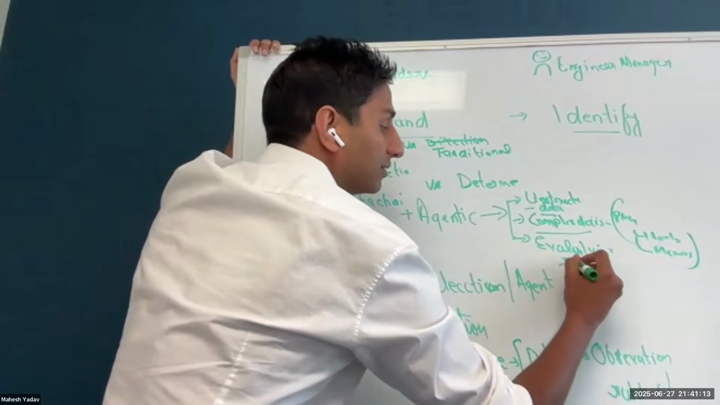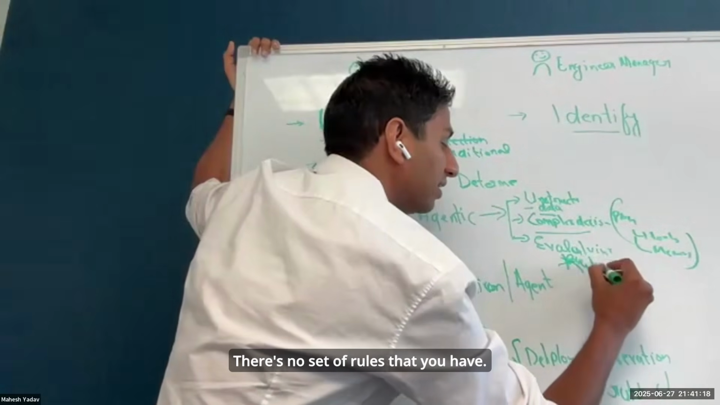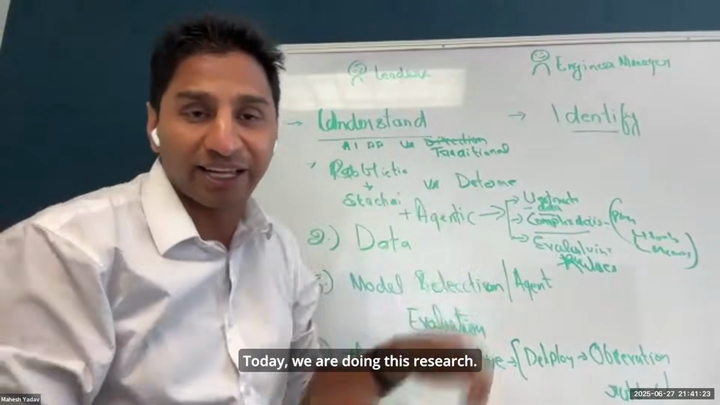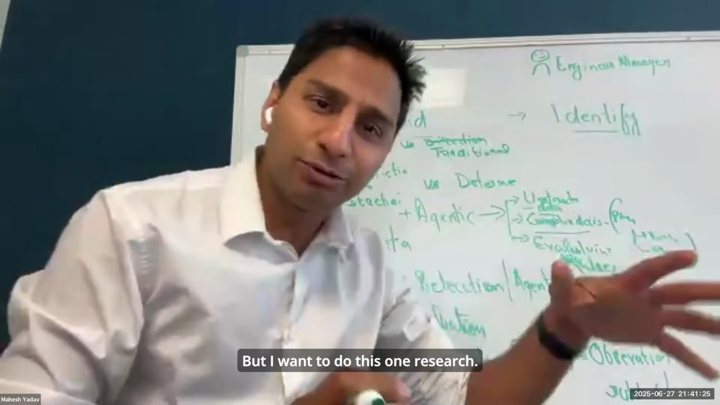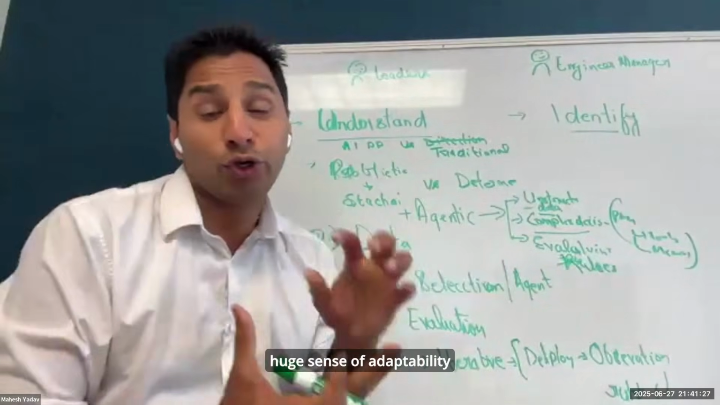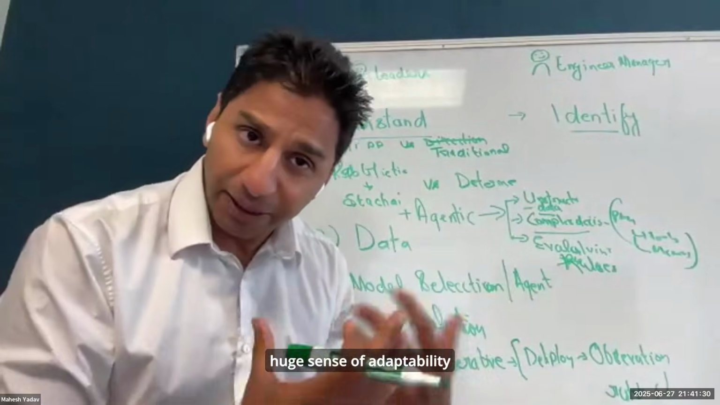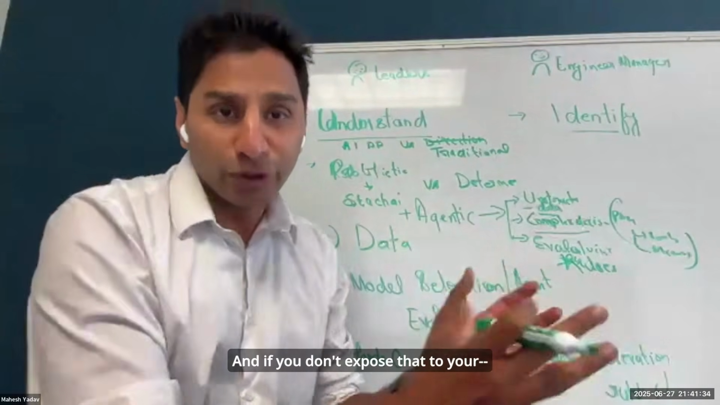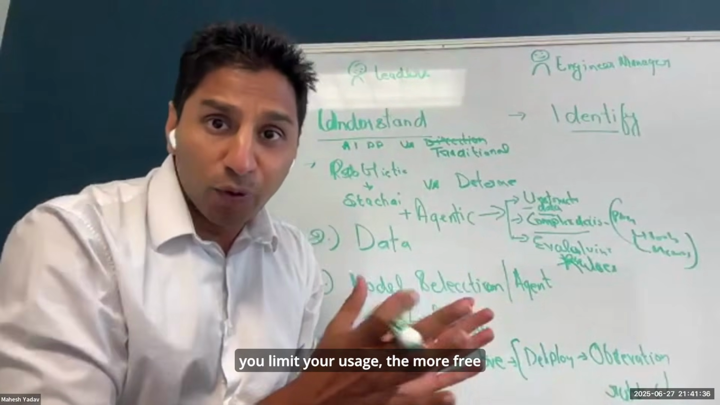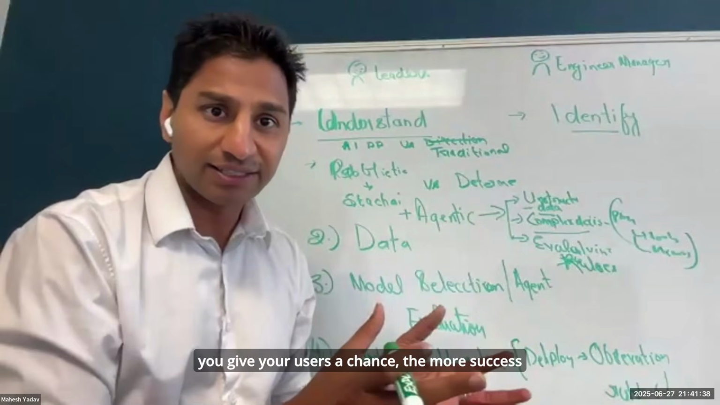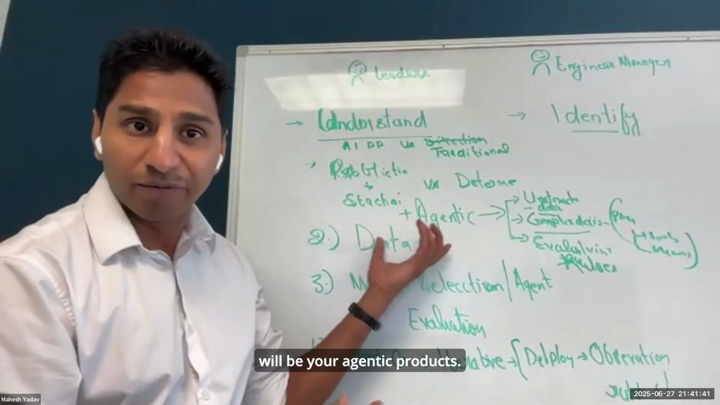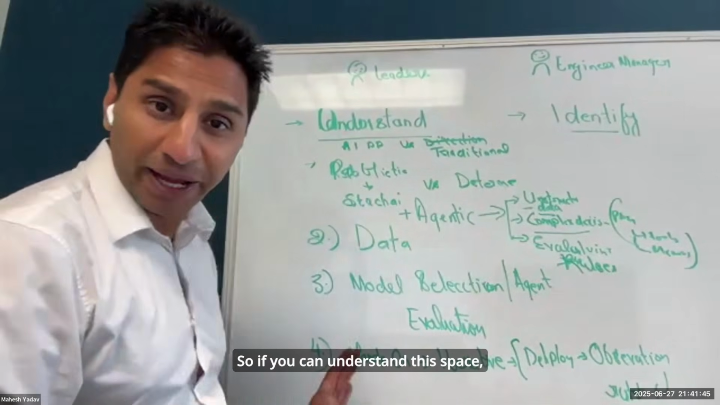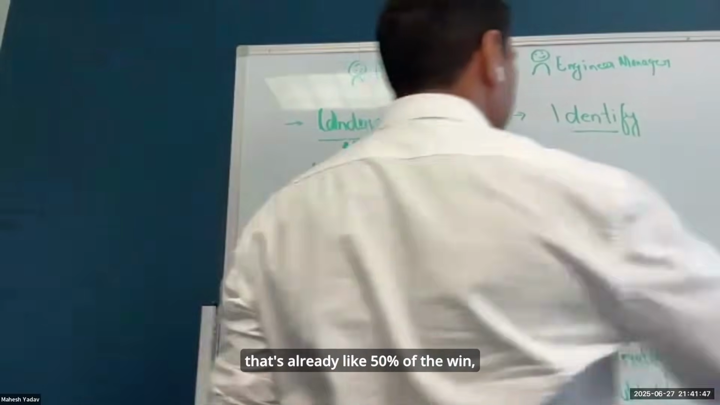evolving requirements. There is no set of rules, right? They continue to evolve. Like today we are doing this research, but then the user comes, no, no, no, but I want to do this one research. Now this one research. There's a huge sense of adaptability that we have never seen before. And if you don't expose that, you limit your usage. The more freedom you give your users, the more success your agentic products will have. If you can understand this space, that's already like 50% of the win.